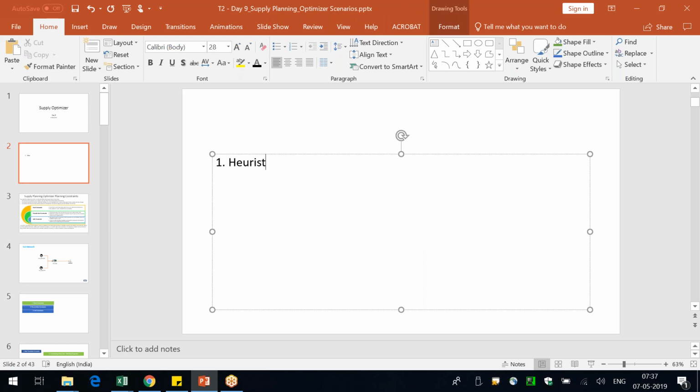Under the supply planning, we had gone through the heuristics. This is a supply heuristic, and the second type of algorithm that we have seen is a supply propagation heuristic. And then we are in the optimizer now. In the heuristics, we have seen various scenarios, and then we also have seen the different master data that are required to configure a supply chain.